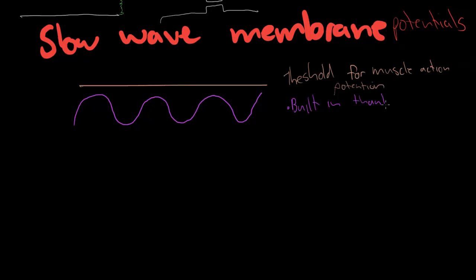And this is all done by these special cells called interstitial cells of Cajal. So they cause this membrane potential to occur in a slow wave, polarizing and depolarizing form. So that's important.